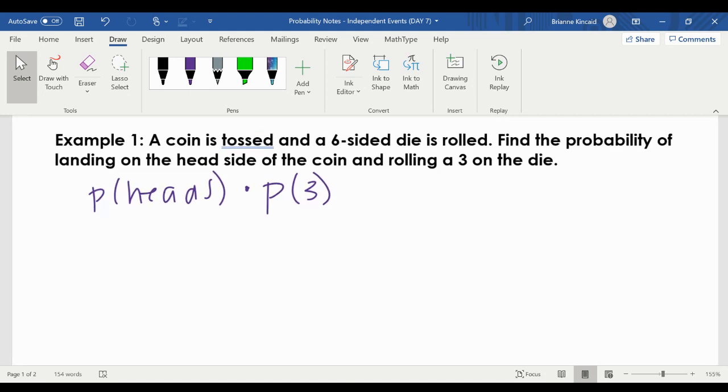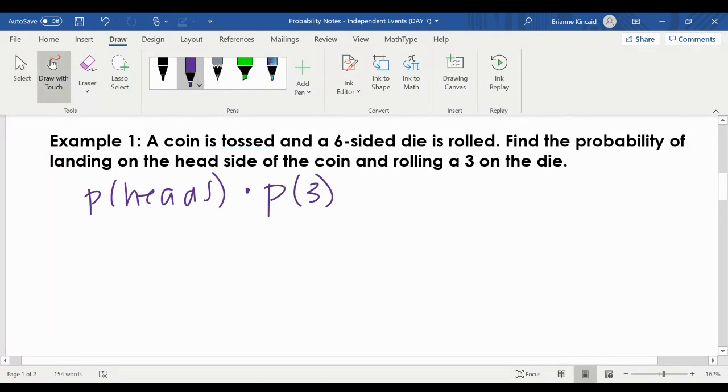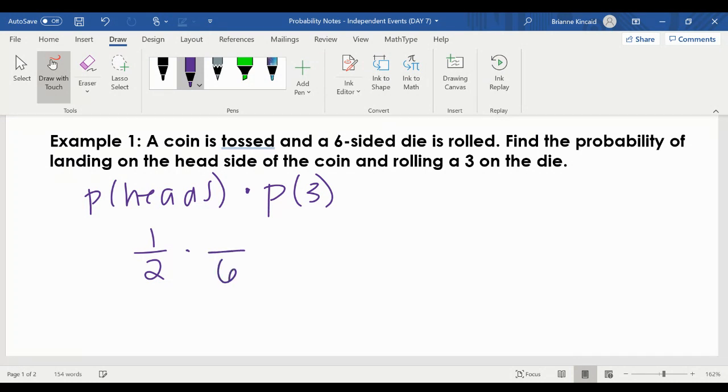So on a coin, you have two possibilities. One of those two is a head, so the probability of heads is 1/2. Times the probability of rolling a 3: there are 6 sides on a die, and one of them has a 3. And then you just multiply like you normally would. So 1 times 1 is 1, 2 times 6 is 12.